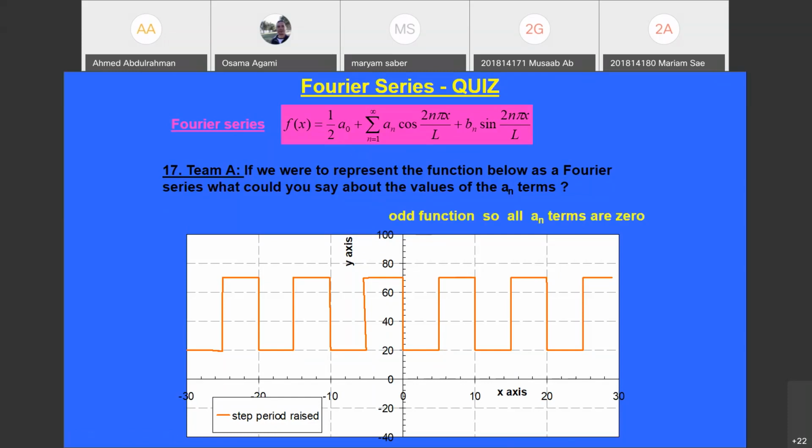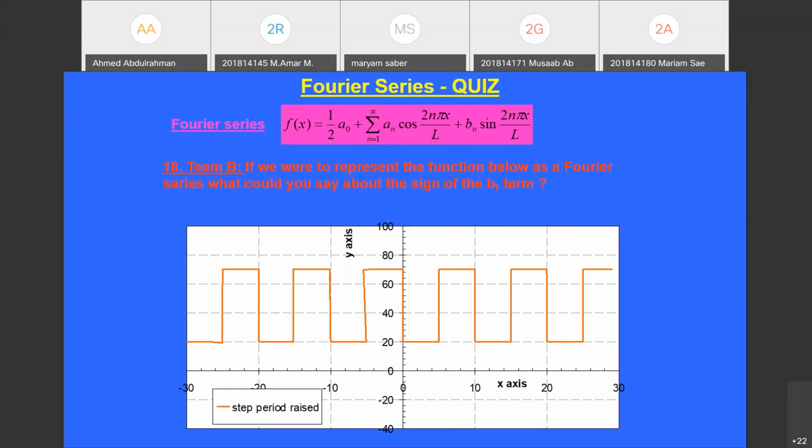Without thinking, as I said, if it is an odd function, because it is symmetric with respect to the origin, the odd function, all An is 0, so no need to find A naught or A1 or A2. Catch it? Yes. Now for the female section, please.